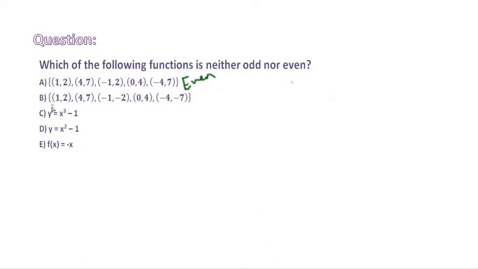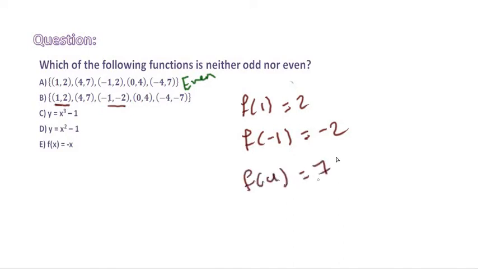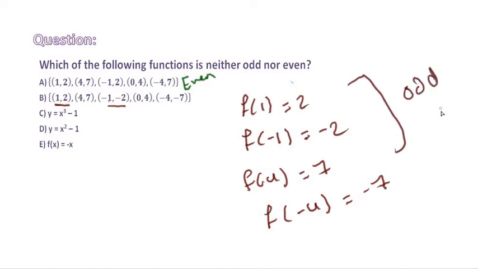Now let's check it for b. f of 1 is 2. Let's just consider the repeated x values. f of 1 and negative 1, f of 4 and negative 4. So f of 1 is 2. f of negative 1 is negative 2. f of 4 is 7, while f of negative 4 is negative 7. So we can say that this function is odd. So again, it's not the right answer.